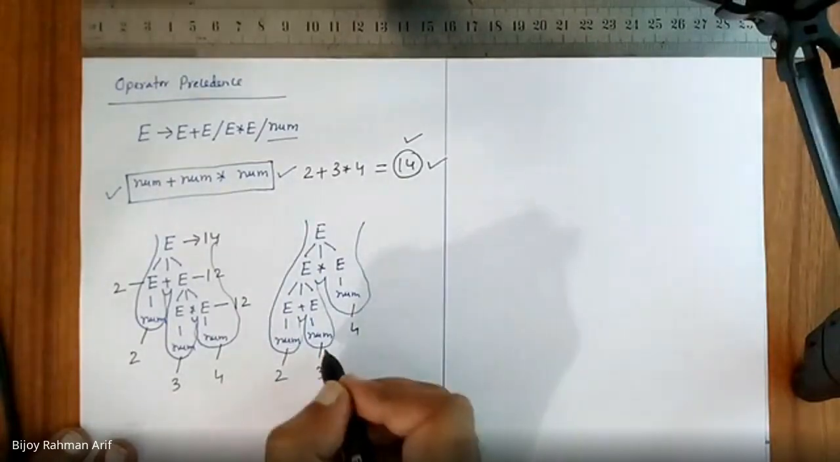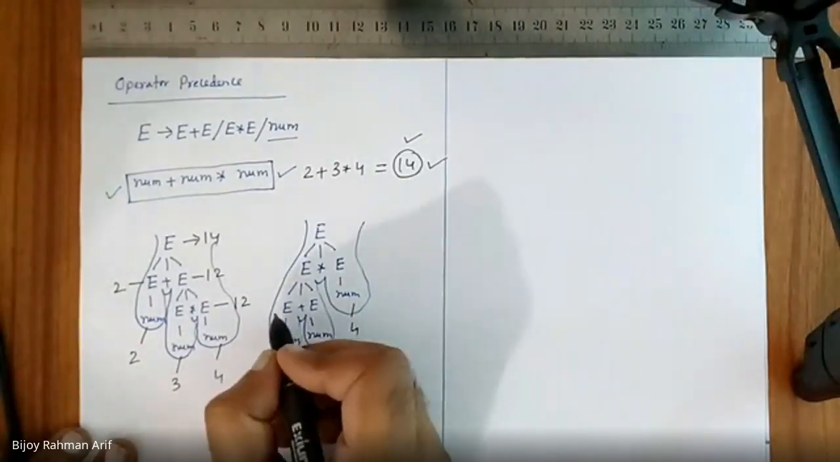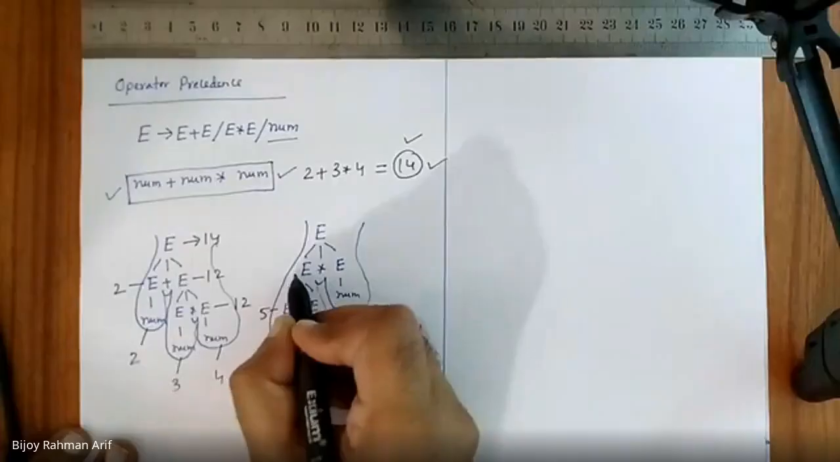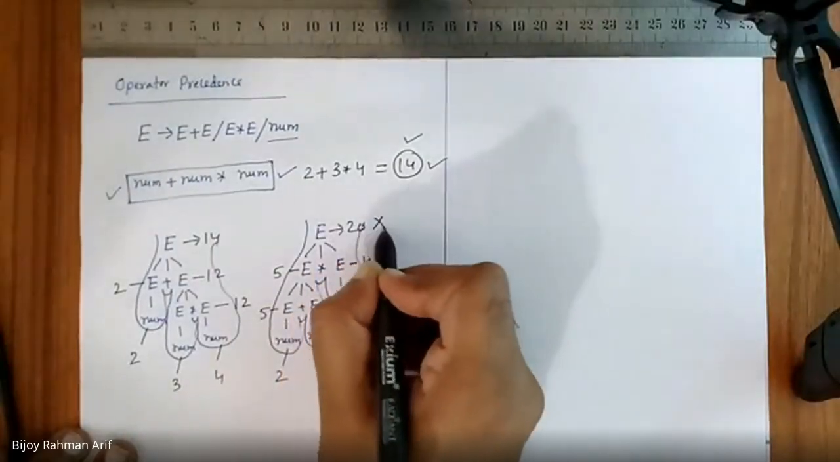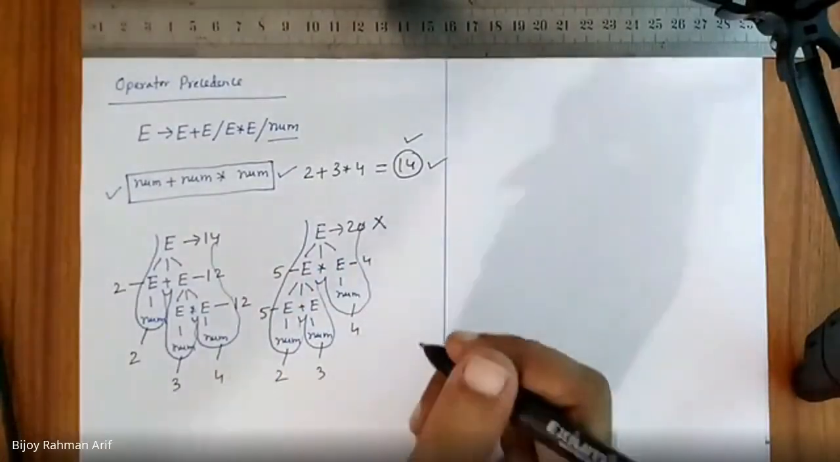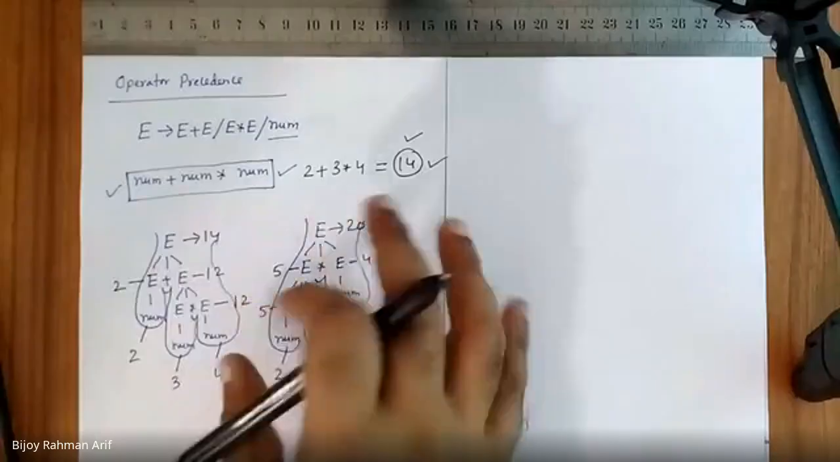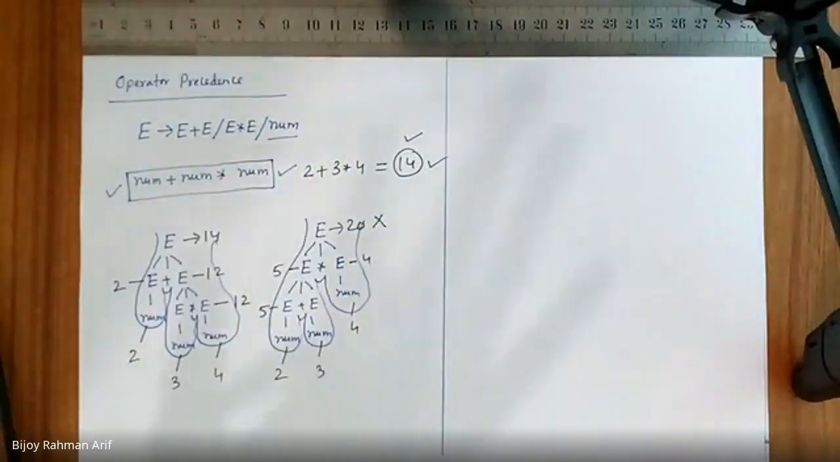Now how about this? This naam is 2, this naam is 3, so this one becomes 2 plus 3 equal to 5, this one becomes 5, this one becomes 4, 20. Then ultimately the answer becomes 20, which is the wrong answer according to our arithmetic, right? Both parse trees generate the same string.